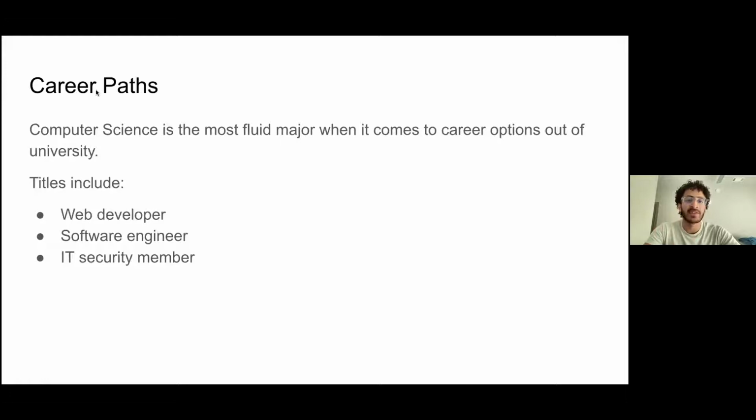The good thing about computer science is that it's the most fluid major when it comes to career options out of university. As a computer scientist, you're going to be learning computer science, you're going to be taking a lot of math, you're going to be taking a bunch of science as well. And so that makes you very well-rounded as a student. Most computer science majors end up minoring or even double majoring in another subject. So that makes them even better potential employees for certain employers.